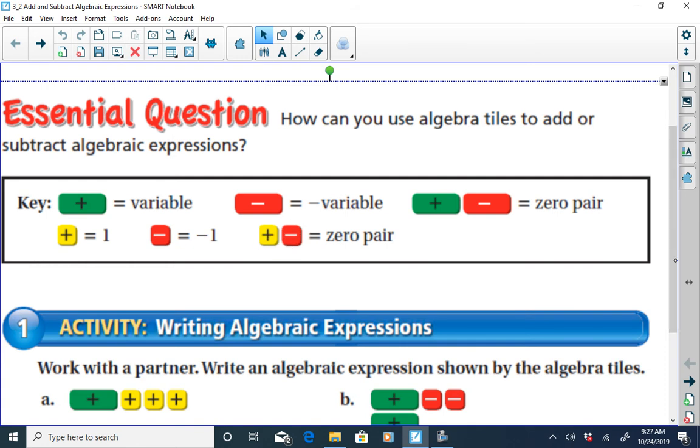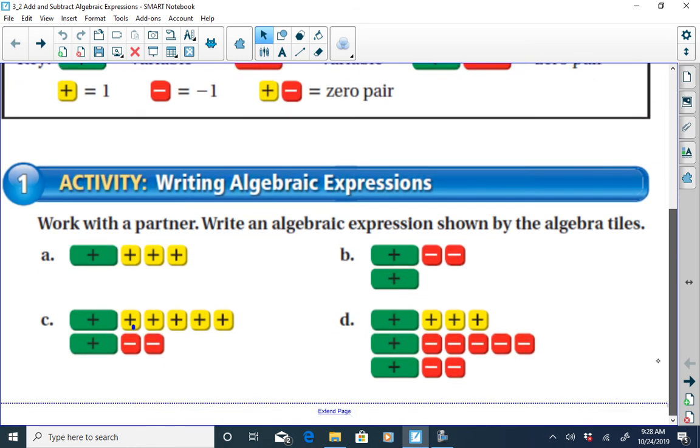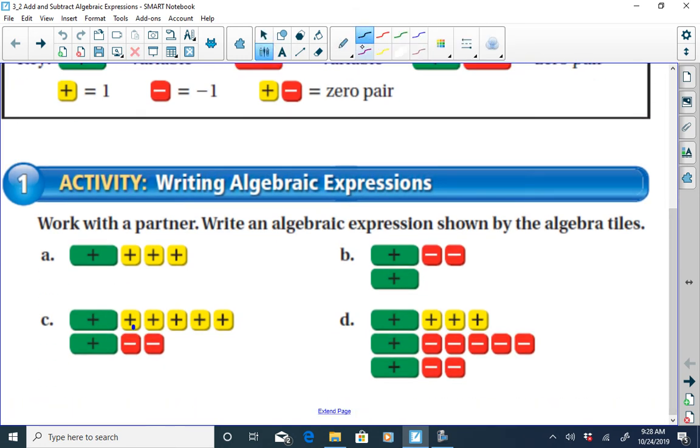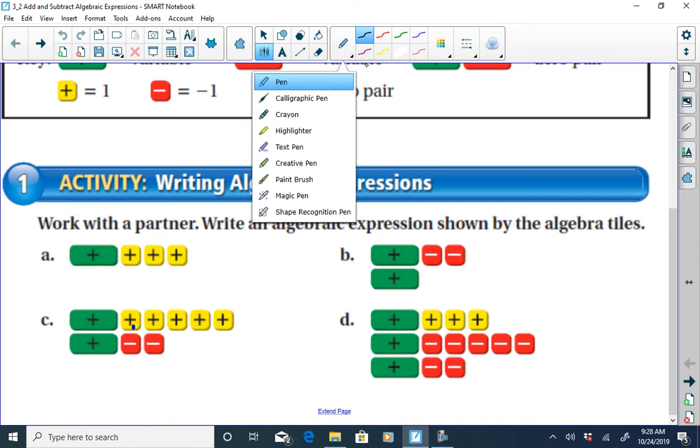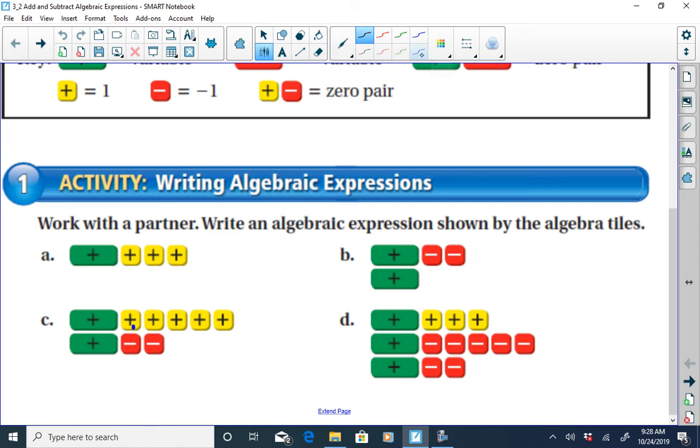Alright, so let's first start by writing some expressions that are represented by some of these models. Now this first one, example A, I see an x. I see one green rectangle which represents x. I see three yellow squares which represents 3. So one green rectangle and 3 yellow squares represents the expression x plus 3.